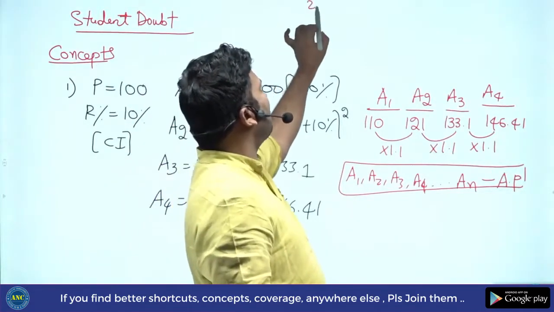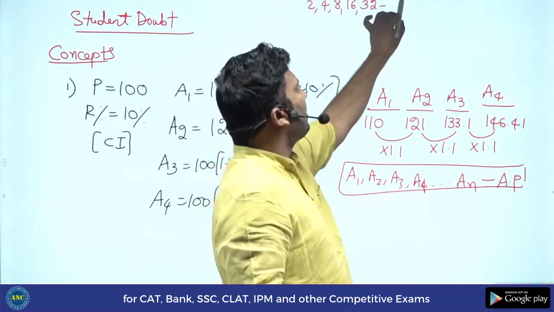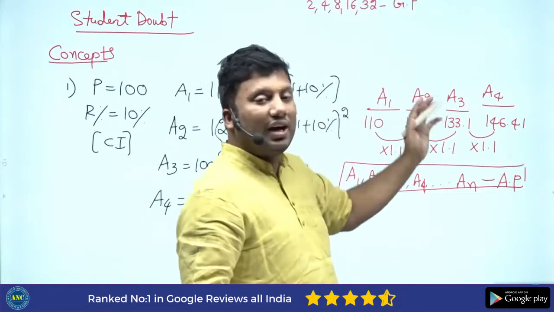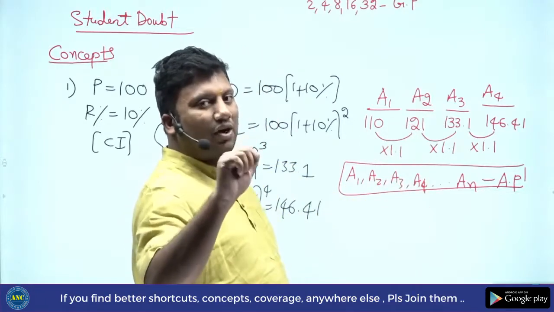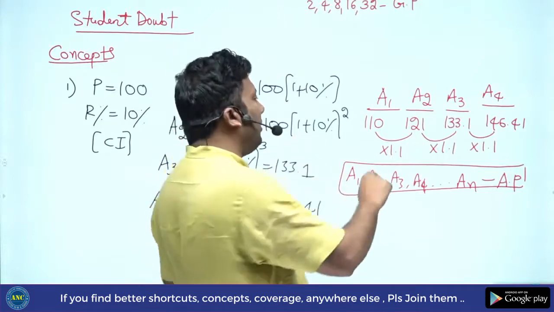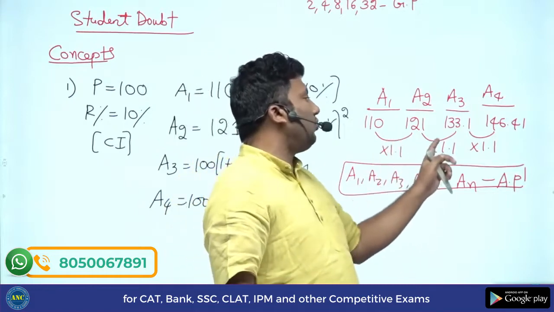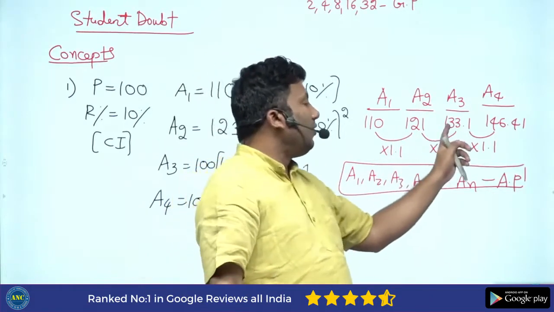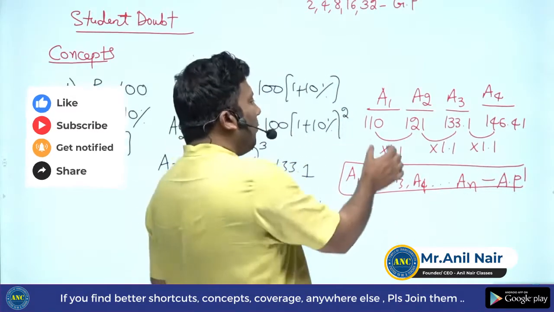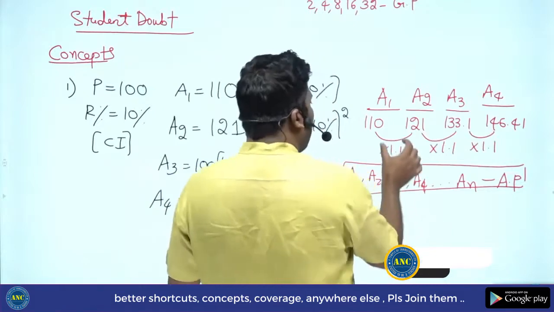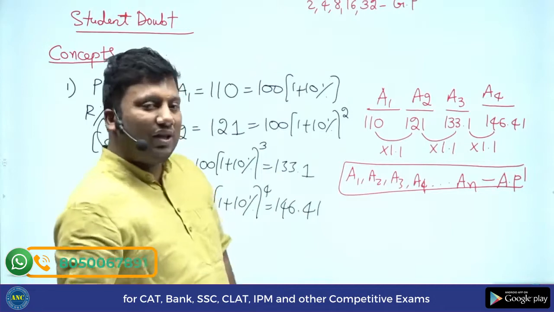For example, 2, 4, 8, 16, 32. They are in geometric progression. Common ratio, it is common. That's a wrong usage of the word. It is in geometric progression. 100 into 1.1 is 121. 121 into 1.1 is 133.1. 133.1 into 1.1 is 146.41. The multiplication factor is the same. Or 121 by 100, 133.1 by 121, they are also the same.